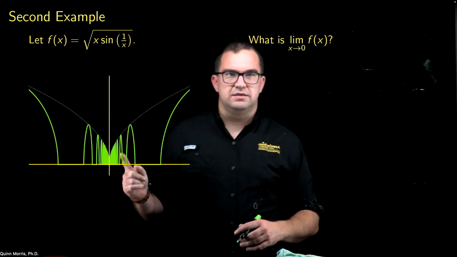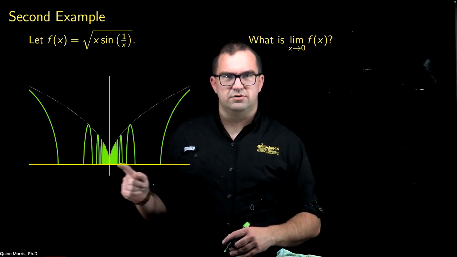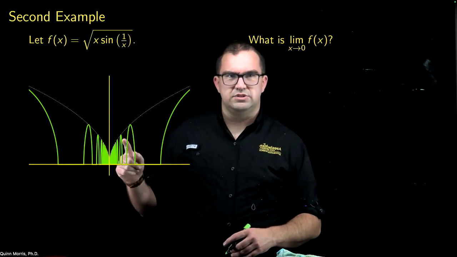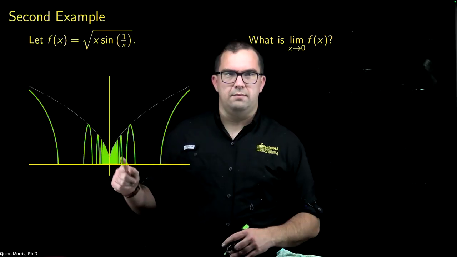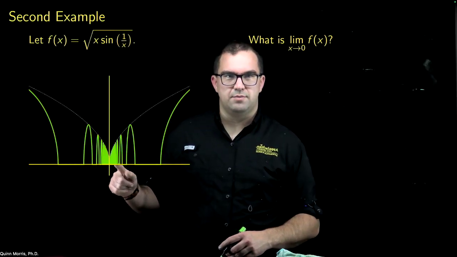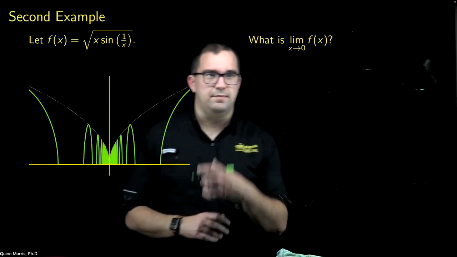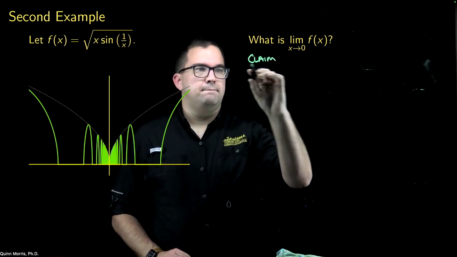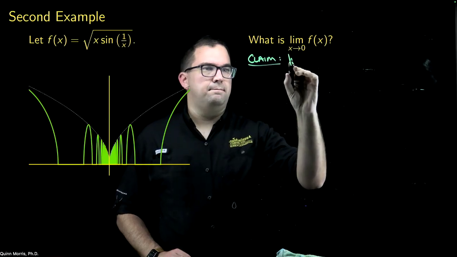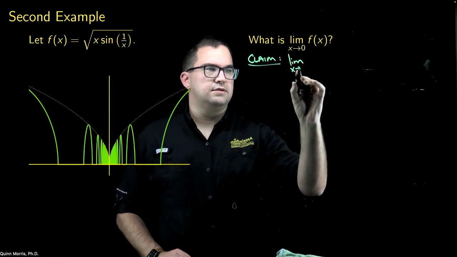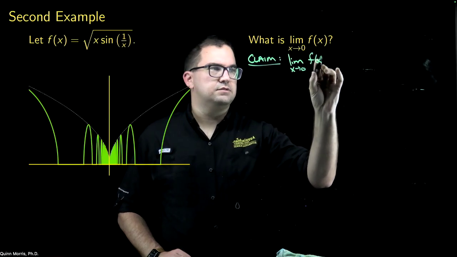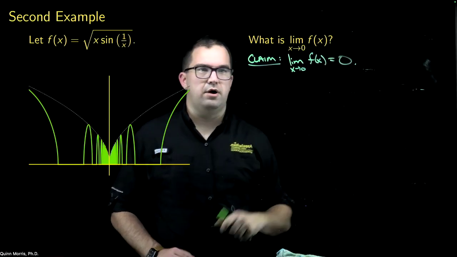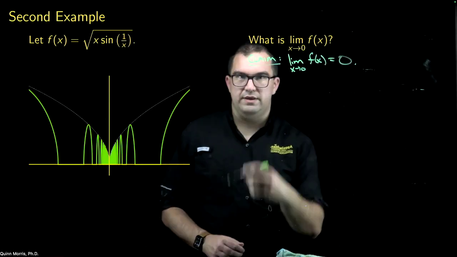All right, so what is the limit? Well, if I look at this, as x goes to zero, it looks like even these ones that are bouncing up are bouncing up less. The oscillations are getting smaller, so it looks like maybe zero would be the limit. So my claim would be that this limit as x goes to zero of f of x is in fact equal to zero. Let's see if we can prove it.